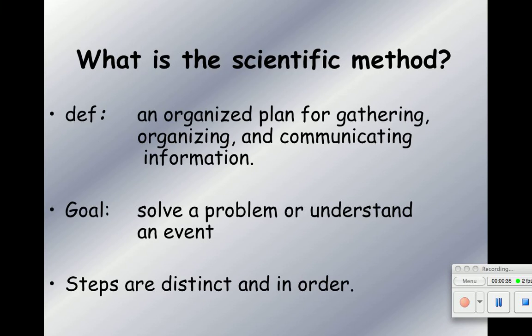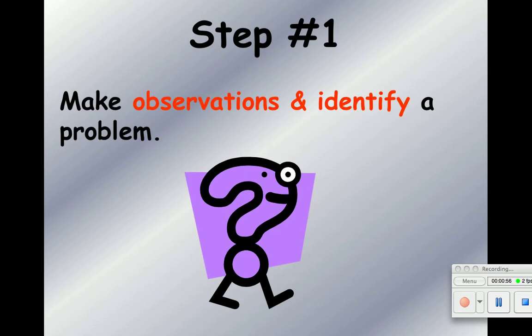This method is called the scientific method, and it's defined as an organized plan for gathering, organizing, and communicating information. The goal of using the scientific method is to solve a problem or understand an event. And the steps come in a distinct order because that helps to give credence to the science behind what you're doing. So the steps are, as we said, in order. The first step would be to make observations and to identify a problem.